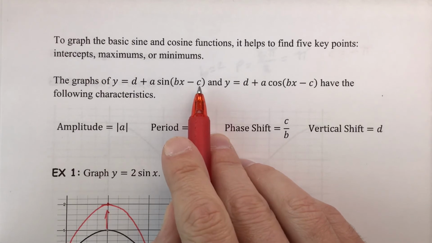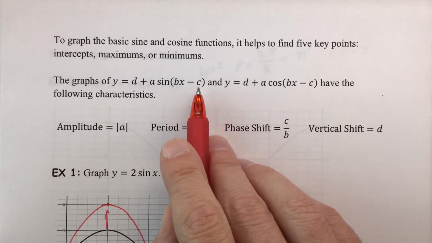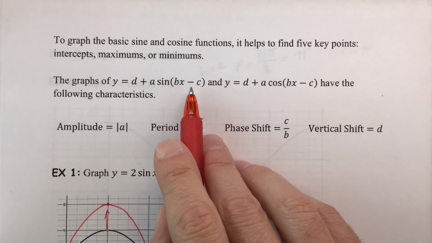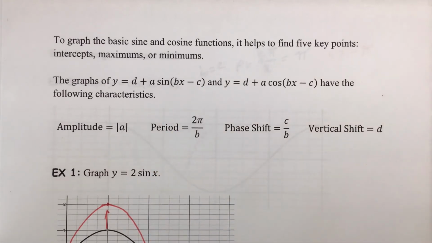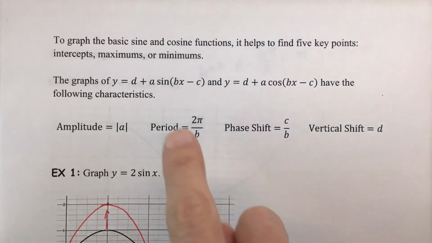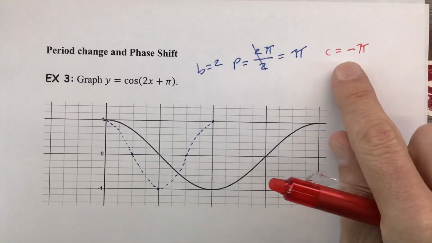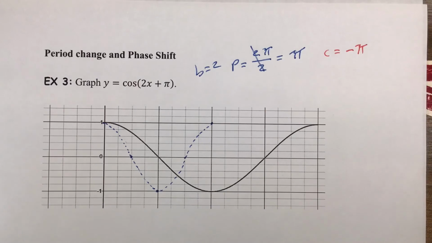Now, ours says plus pi. So the only way that I can make plus pi look like a minus is if I do a minus negative pi. So your c value is actually going to be the opposite of what you see here. So c is negative pi, and that's important because we're going to be shifting left or right. If you get the sign backwards, then you go the wrong direction.